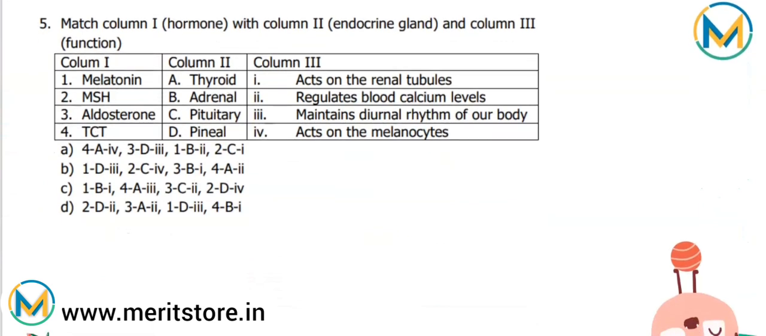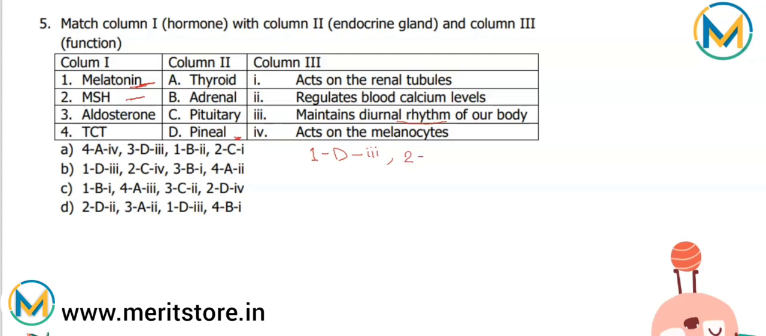Match column 1 hormone with column 2 endocrine gland and column 3 the respective function. So we have to see the first column for the hormone melatonin. So first, melatonin is released by the pineal gland. So that's B, and its function is to maintain diurnal rhythm of our body. That's third point.